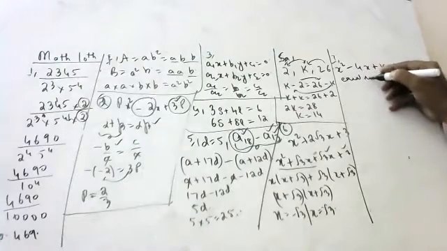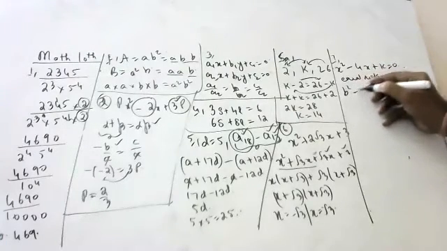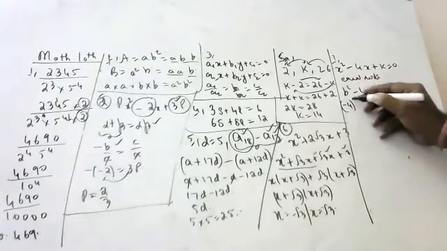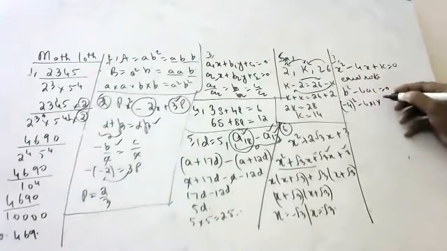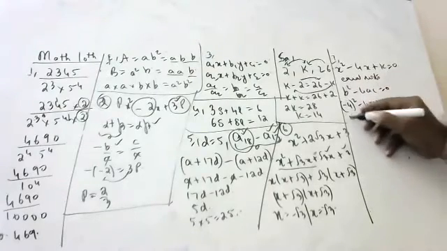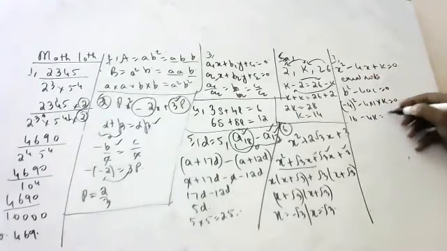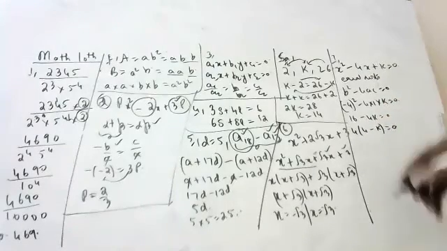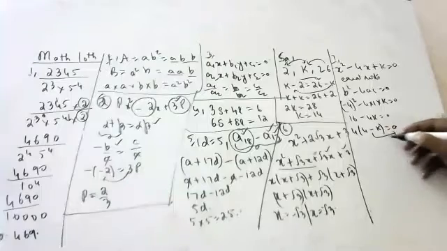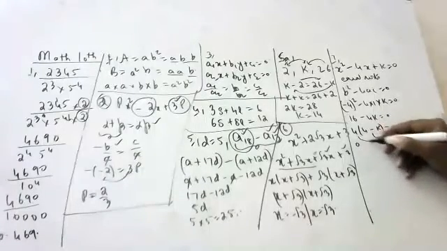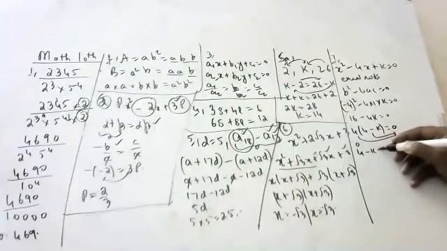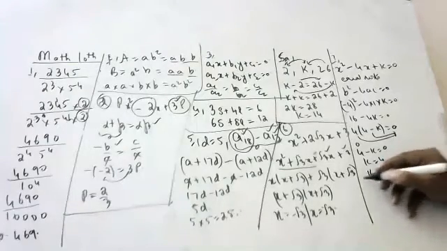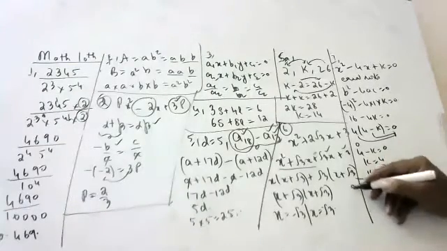Sir, for equal roots, b square minus 4ac is equal to 0. So minus 4 square minus 4 into 1 into k is equal to 0. 16 minus 4k is equal to 0. Minus 4k is equal to minus 16. So 16 by 4, k is equal to 4.